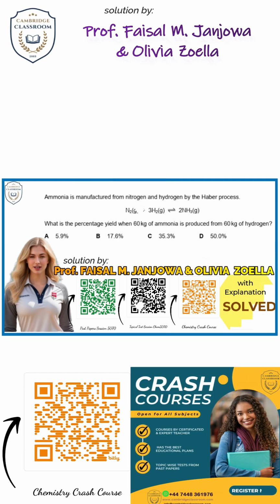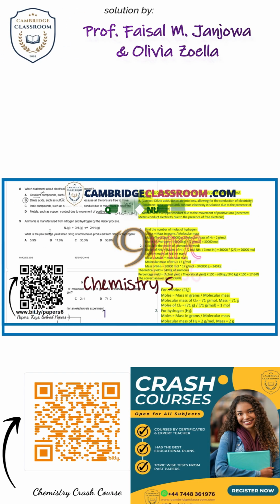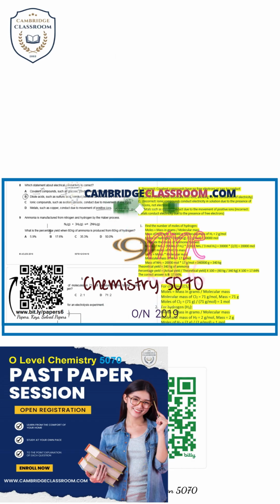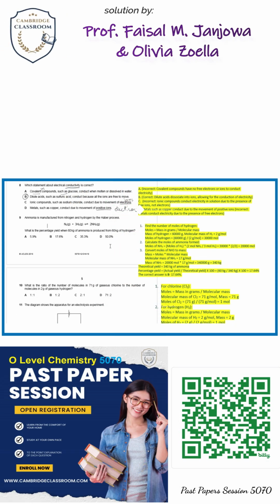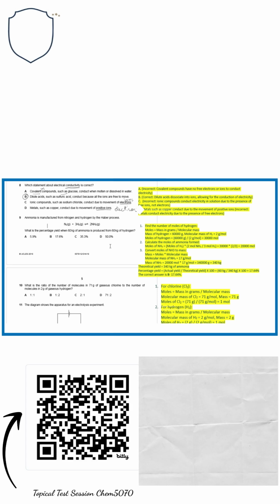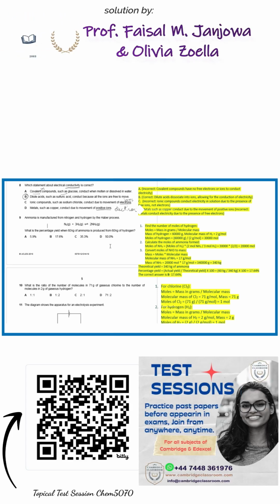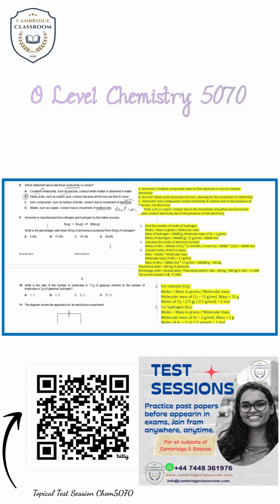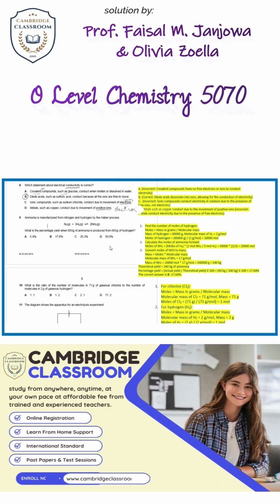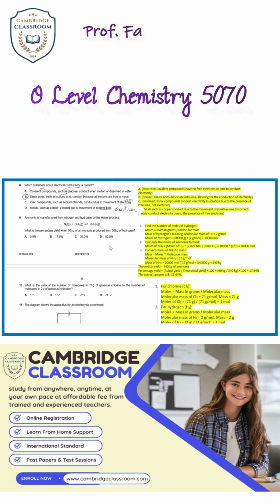Let's solve this question now. Question 9. Ammonia is manufactured from nitrogen and hydrogen by the Haber process. The equation is given: N2 + 3H2 → 2NH3. What is the percentage yield when 60 kg of ammonia is produced from 60 kg of hydrogen?